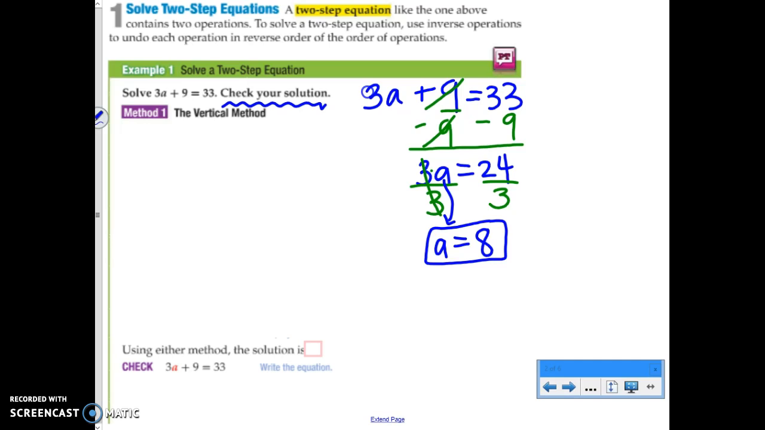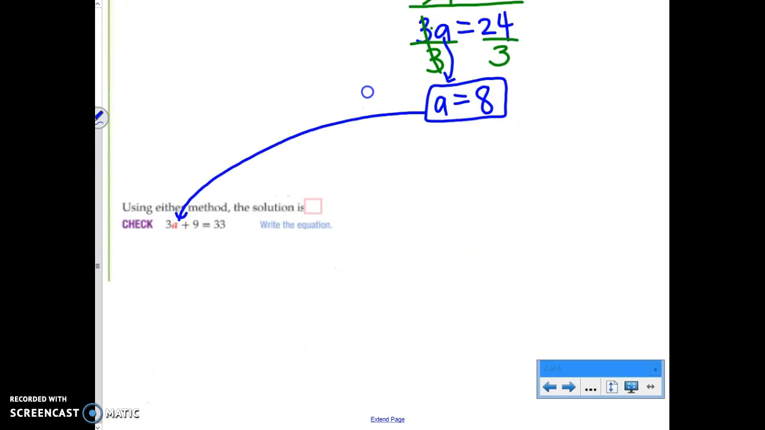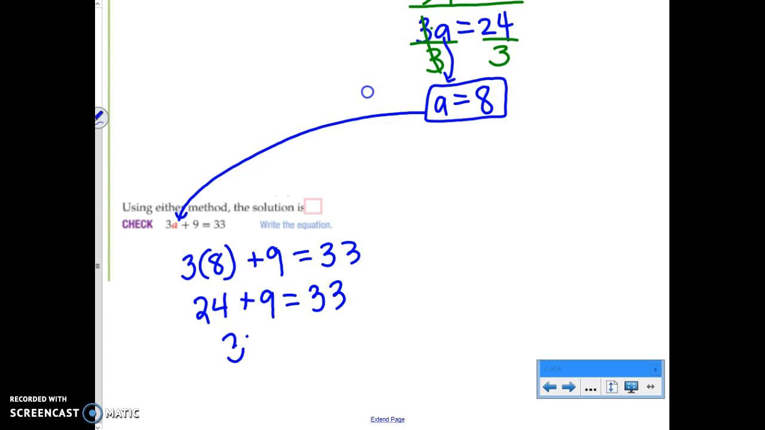Now, when you check your work, all you do is you take the solution you have come up with for a, and you plug it back into that equation. So I really get 3 times, I said a was 8, so I'm just substituting back in, plus 9 equals 33. In this case, I'm following the order of operations. I know that 8 times 3 gives me 24, plus 9, which gives me 33. And here I know that 33 equals 33. There we go. So I found the correct solution.